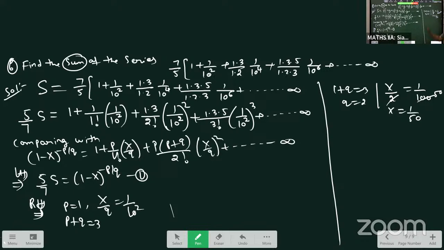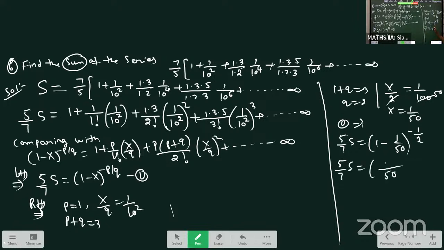Go to equation 1 and substitute. Equation 1 is 5 by 7 S is equal to 1 minus capital X. What is capital X? 1 by 50, to the power minus p by q. P value is 1 and q value is 2. So 5 by 7 S is equal to, take LCM 50, 50 minus 1 is 49, to the power minus 1 by 2. To remove the negative power, make the reciprocal. 49 by 50 reciprocal is 50 by 49 to the power 1 by 2.